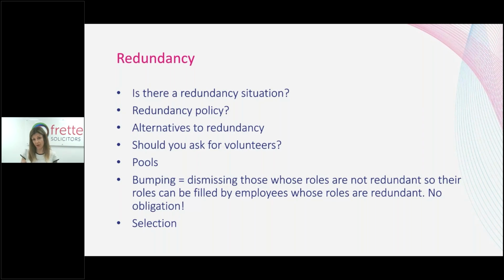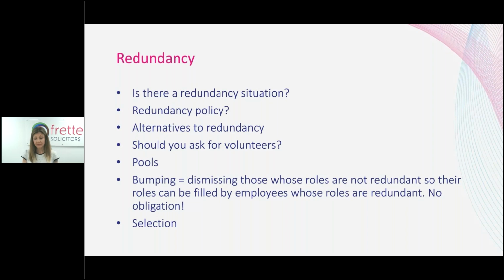Also, just to mention that if the tribunal finds that there was a redundancy situation, they could still go on to find that your reason for dismissing that particular employee was not in fact redundancy. In particular, if only one person is made redundant, a tribunal will look at whether there is actually an ulterior motive or whether there's an agenda there. So it's important for us to establish, is there a redundancy situation and will the tribunal accept redundancy was the reason for dismissal? There are two broad definitions of redundancy.